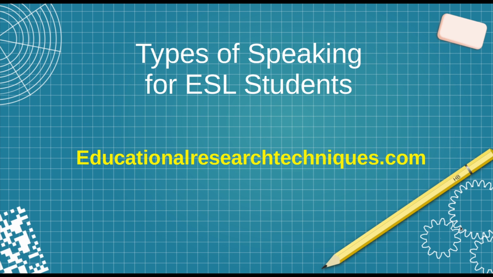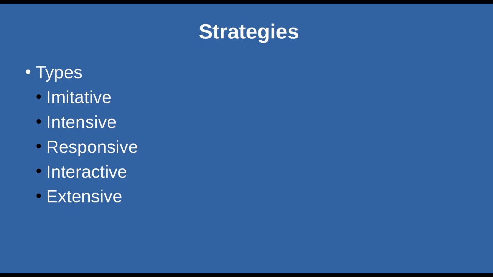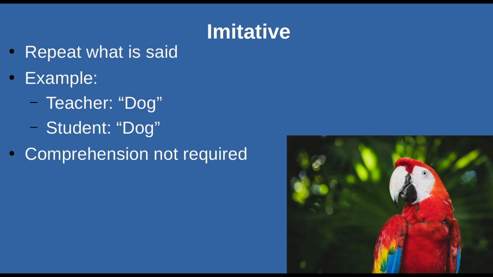In this video, we're going to take a look at different types of speaking activities or techniques that you can use in a language learning classroom with your ESL students. So let's go ahead and see what we can learn. We're going to focus on 5 types, and these are basically in an order from the easiest level to the hardest level. We start with imitative, intensive, moving to responsive, interactive, and finally extensive.